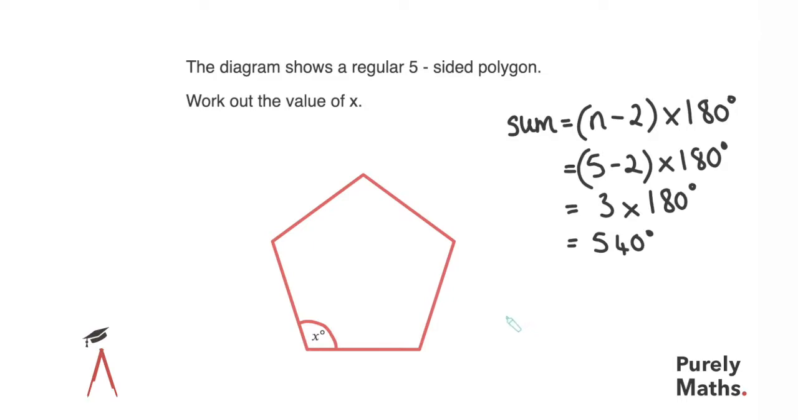Now because it's regular, each angle is the same size. So to work out the size of one, I would just need to do 540 degrees divided by 5, which is 108 degrees. So again, we've got angle X is 108 degrees.